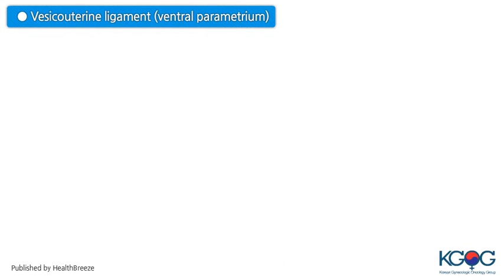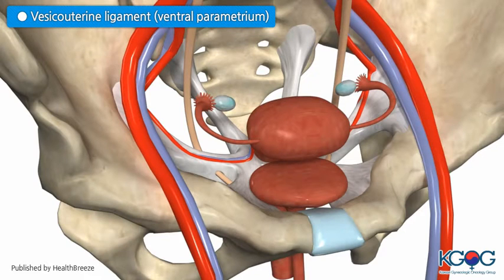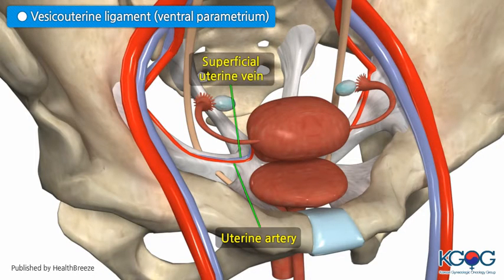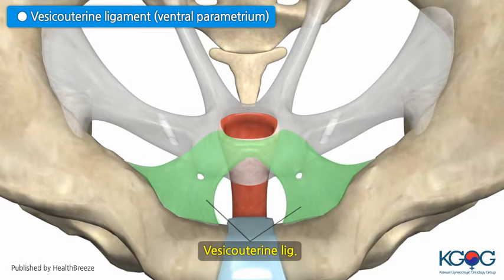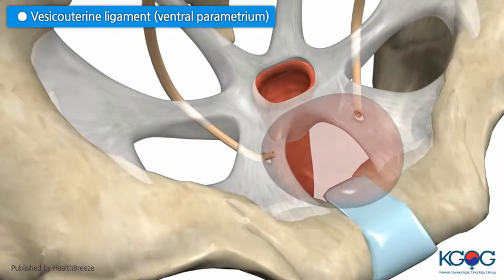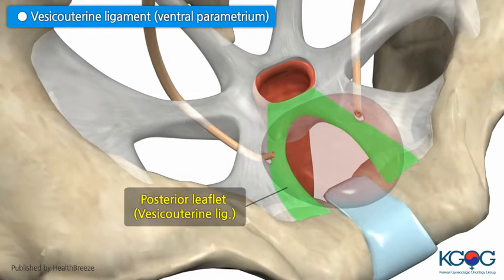Vesicouterine ligament. After complete separation of the uterine artery and superficial uterine vein from the ureter, the genuine connective tissue of the anterior leaflet of the vesicouterine ligament, that is the anterior portion of the so-called ureteral tunnel, can be identified. The posterior leaflet of the vesicouterine ligament is the tissue residing under the ureter, connecting the posterior wall of the bladder and the lateral cervix and upper lateral vagina.